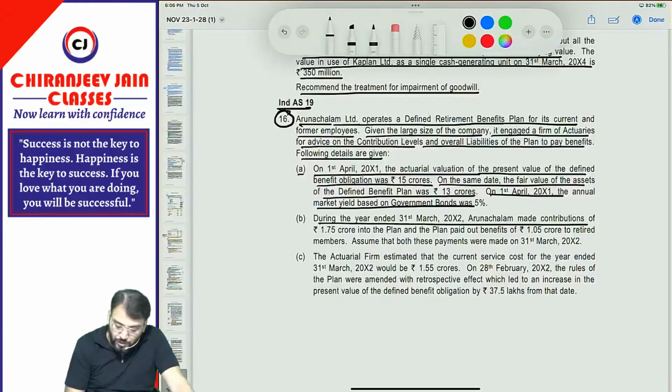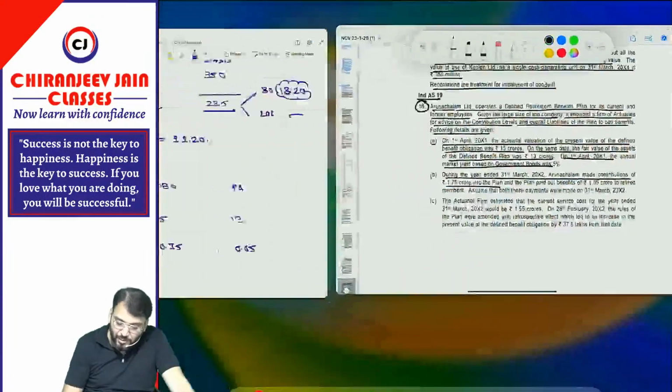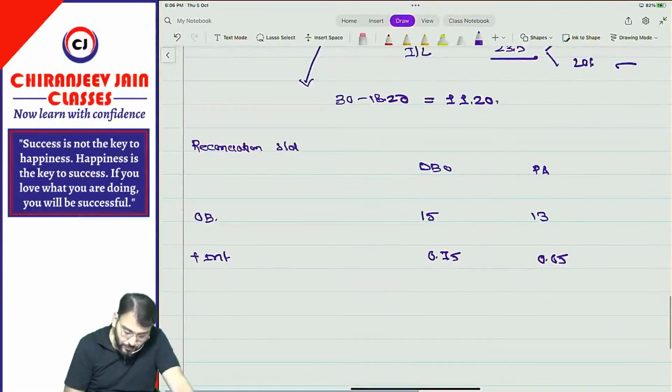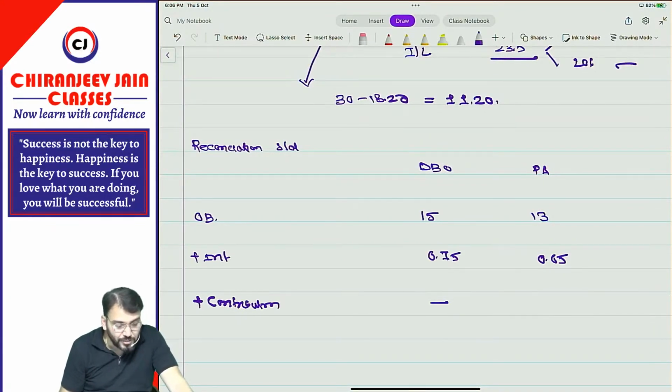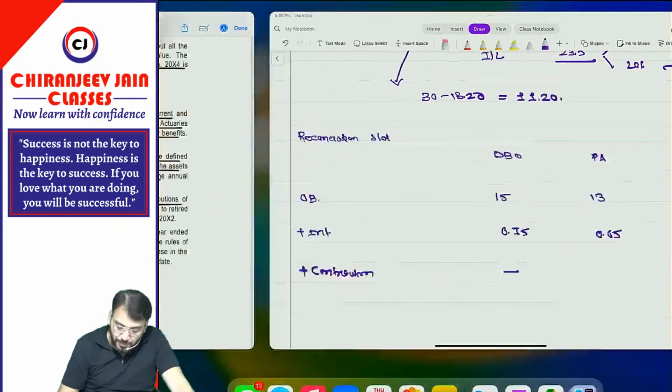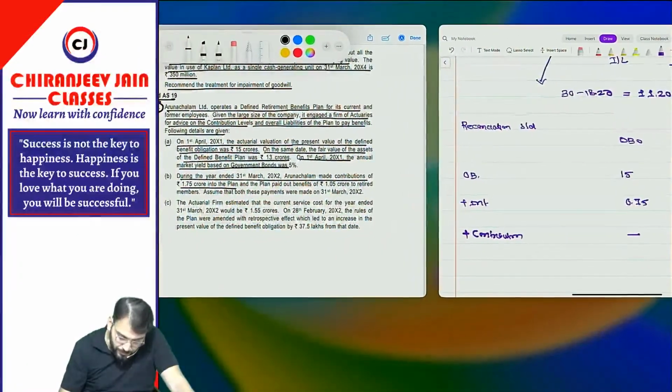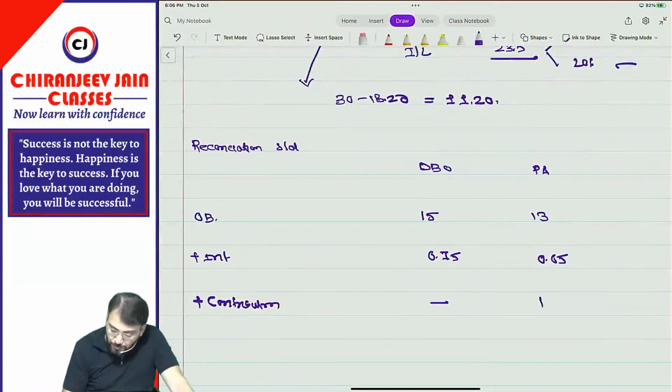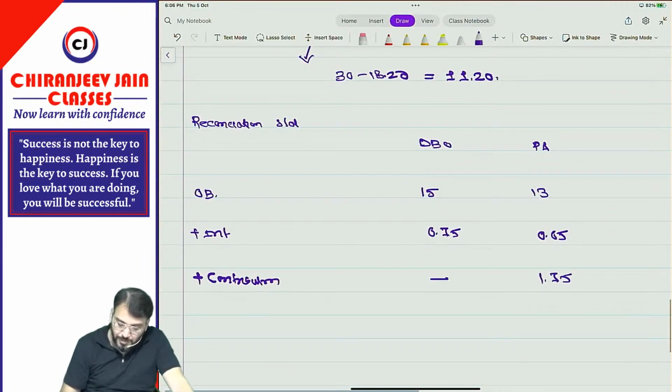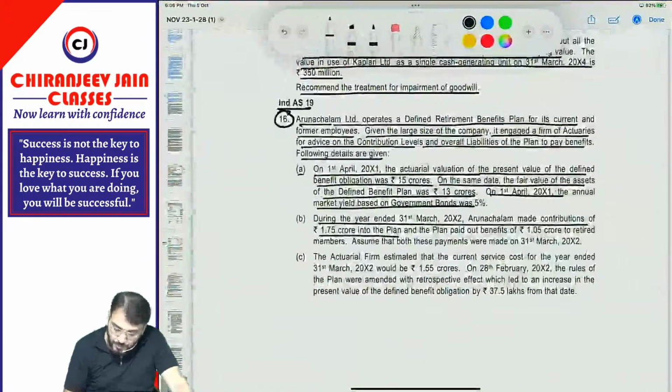Then during the year ended, Arunachalam made a contribution of 1.75 crore into plan asset. So we'll add plus contribution, and this will be adjusted in plan asset. How much contribution? It is 1.75. Correct.